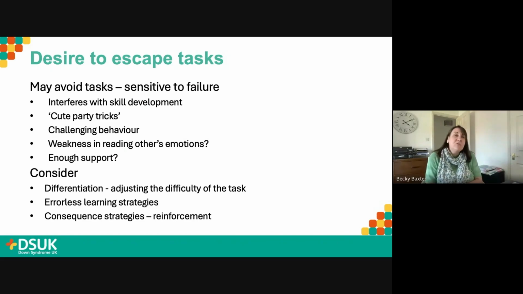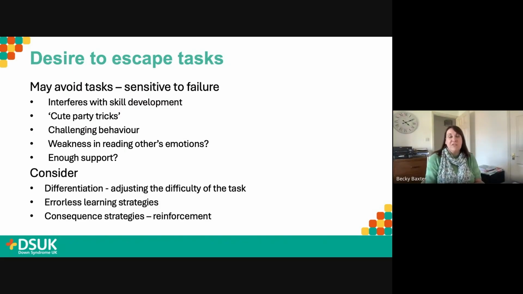There's a question mark around whether children with Down syndrome have a weakness in reading others' emotions. Certainly, we know there can be issues around face recognition, so being able to read your face and read your emotions, to know that you're not pleased, may be tricky. And then, of course, thinking about sensitivity to failure, just thinking about, have they got enough support? Is the task actually too tricky, too challenging for them? Do they need a bit more support, or does it need to be adapted further?